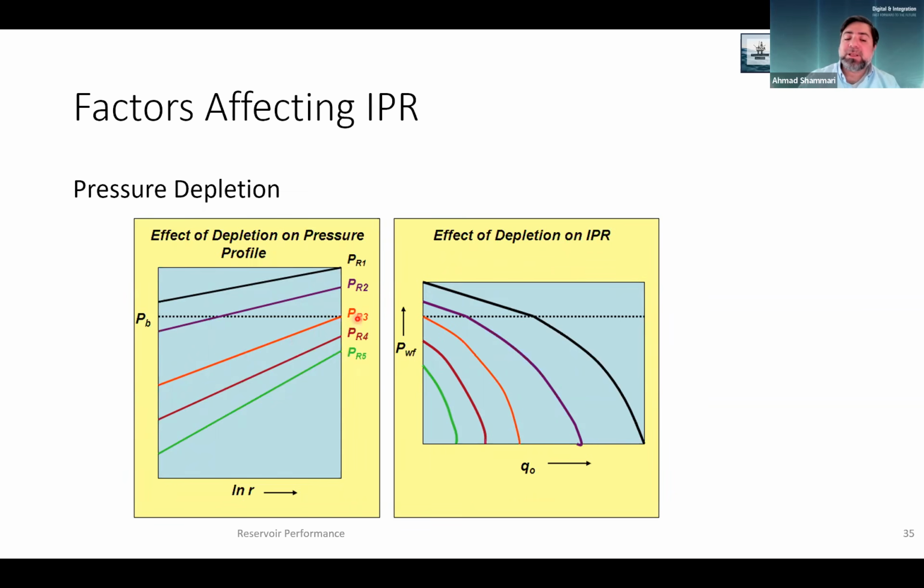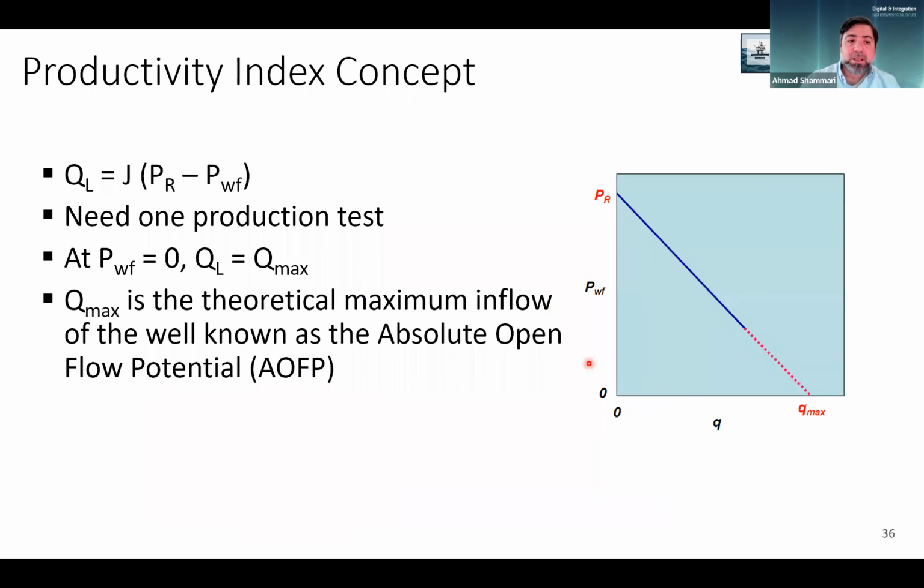And then we call this what? We call it the saturated reservoir, as opposed to the undersaturated reservoir. This is the saturated reservoir. And this is obvious from this picture here. The starting point of the reservoir pressure will affect, of course, the IPR curve shape. Now, talking about the productivity index.